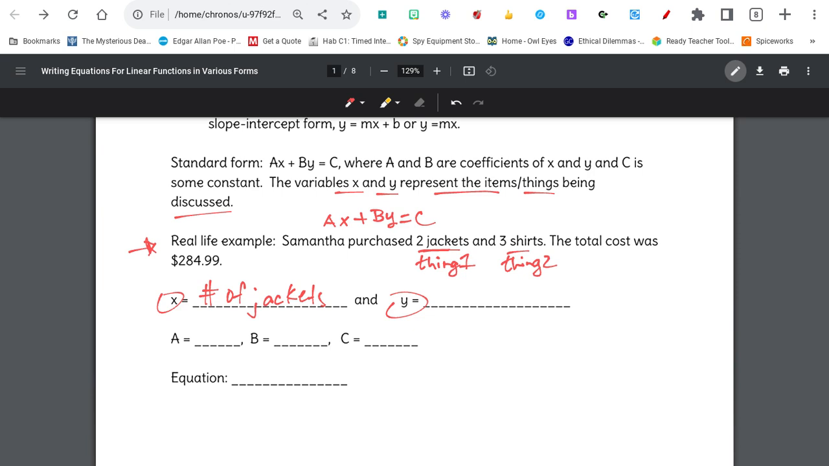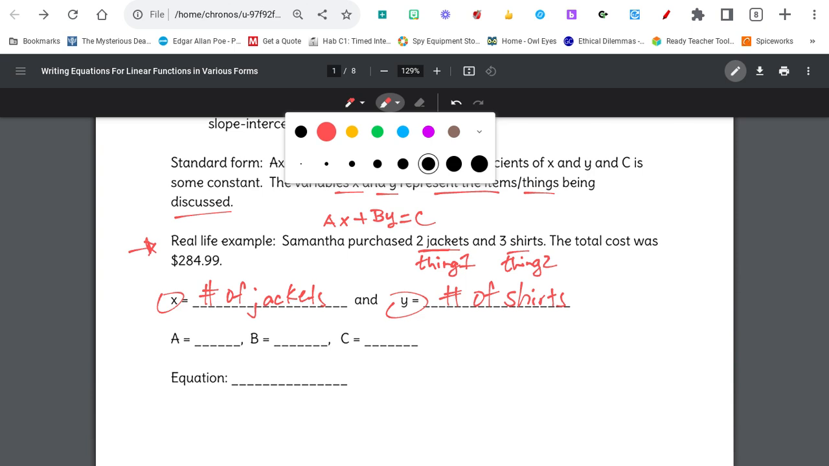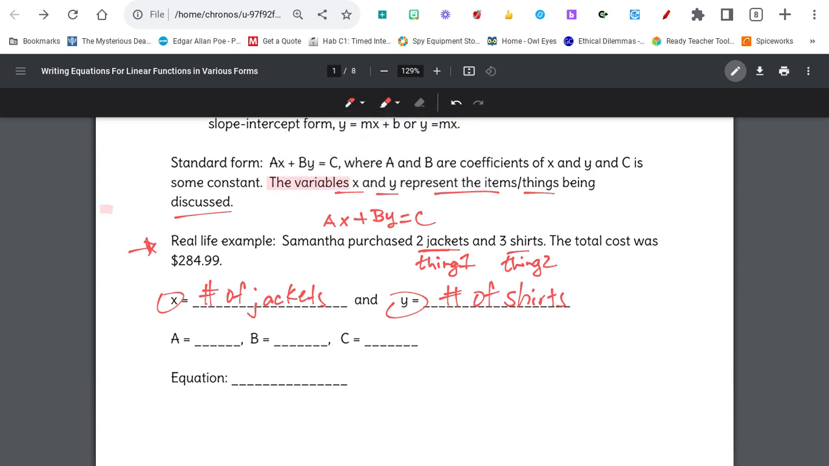So I'm going to say thing one is the jackets that she purchased. Thing two would be the number of shirts she purchased. And I got that from here, guys. So again, just going to reiterate, the variables X and Y represent the items or things being discussed. The items or the things that were bought were jackets and shirts. So those would be your X and your Y.